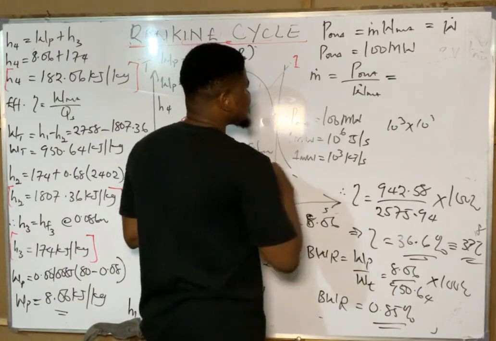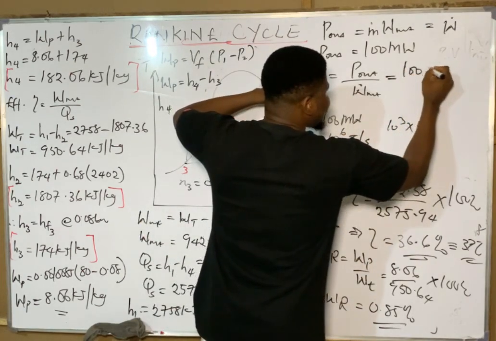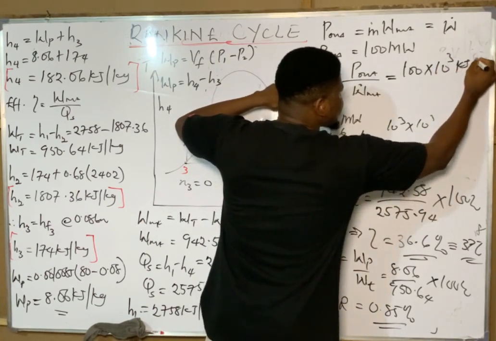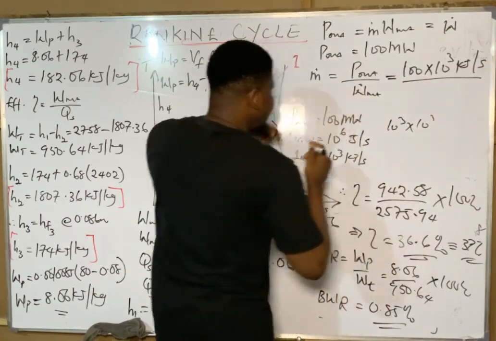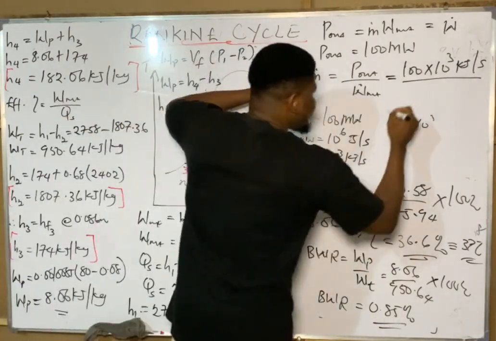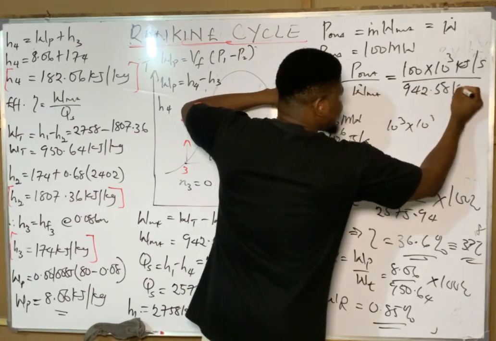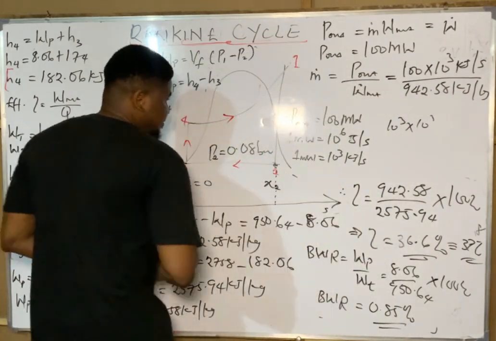So our output power becomes 100 times 10 to the power of 3. This is now in kilojoules per second, divided by our network. Network was given here. We found the value as 942.58 kilojoules per kilogram. So we can take this off now.